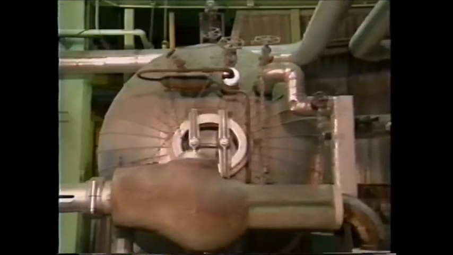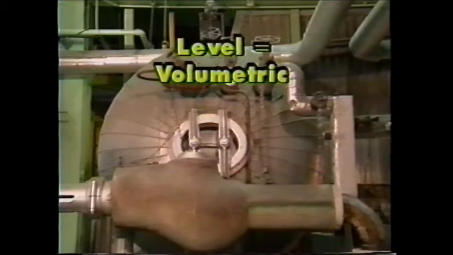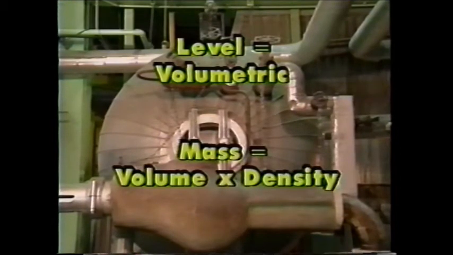No matter how it's measured, level is a volumetric measurement. It can be used to directly determine the volume of fluid in a container. In fact, many level indicators are calibrated in units of volume. If we needed to know the mass of fluid in a container, we would have to multiply the fluid's volume by its density, or an instrumentation system could measure the fluid's weight.